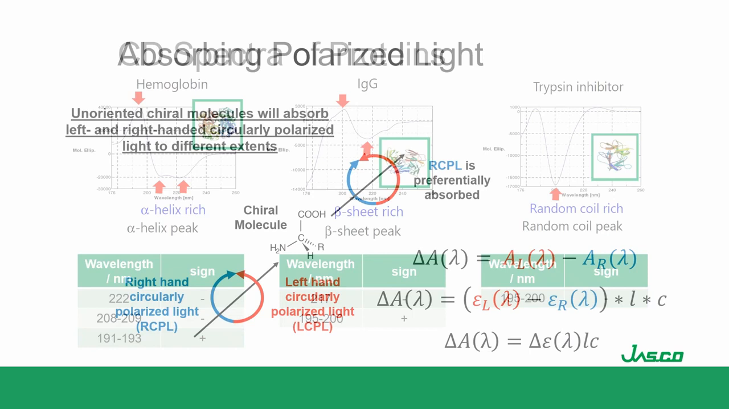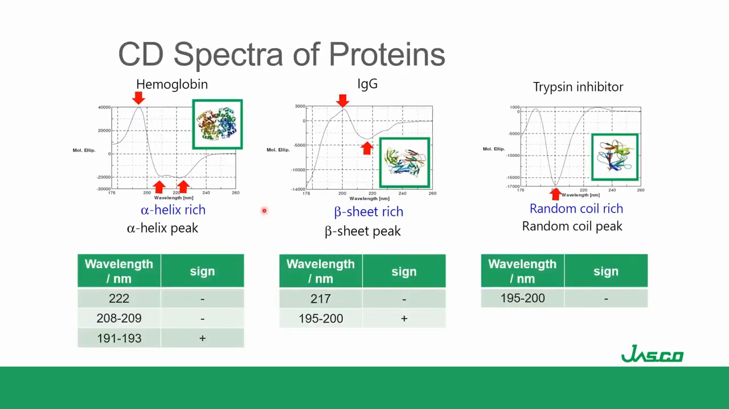So in terms of proteins, we can think of very simple cases, which I'm going to give here. On the left-hand side, we have hemoglobin, which is alpha helix rich. In the middle, we have IgG, which is a beta sheet rich protein. And then all the way on the right, we have a trypsin inhibitor, which is more or less disordered, so it's a random coil. And what we can see with the trypsin inhibitor is that we really only have one key feature, which is this 200 nanometer absorption.